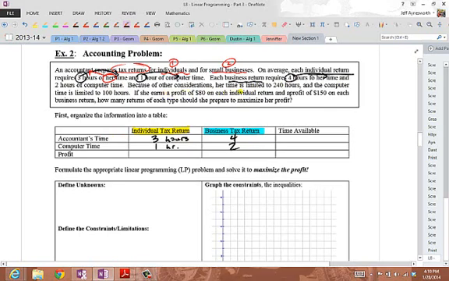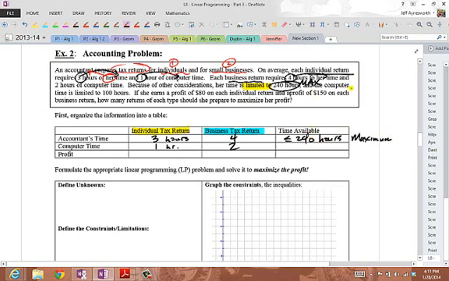Because of other considerations, her time is limited. This is an important word right here: limited to 240 hours. That means this number is a maximum. So let's circle that. It's a max. That means her time available is less than or equal to 240 hours, because this is a maximum. Whenever you have maximums, you have to be less than or equal to that value.